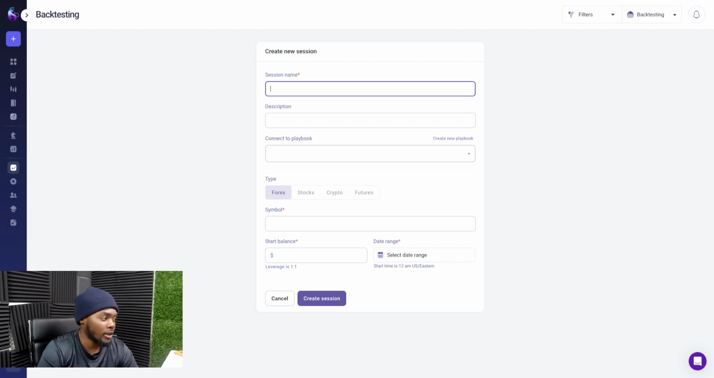Because you can have a nice strategy, you can have a profitable strategy that worked back in 2016, but now in 2025, you know, that strategy may not be as profitable. So try to backtest the most recent years to see how well the strategy plays out in the current market conditions that we're in now. So let's just name this 2025.